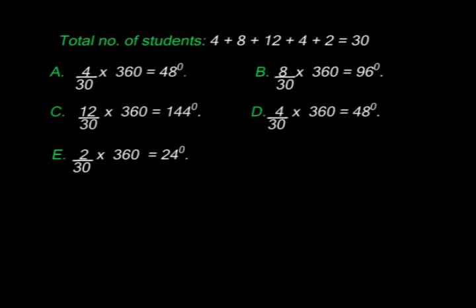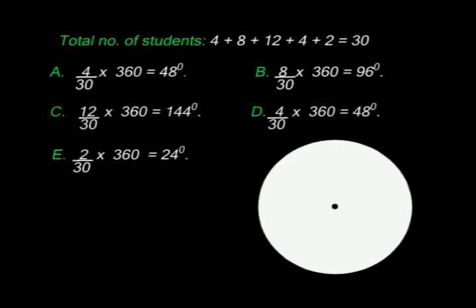Now if you add these angles, they should make 360 degrees. That is 48 plus 96 plus 144 plus 48 plus 24 is actually 360 degrees. Now it's always safe to test this first. The next thing I do is to draw a circle of convenient radius.